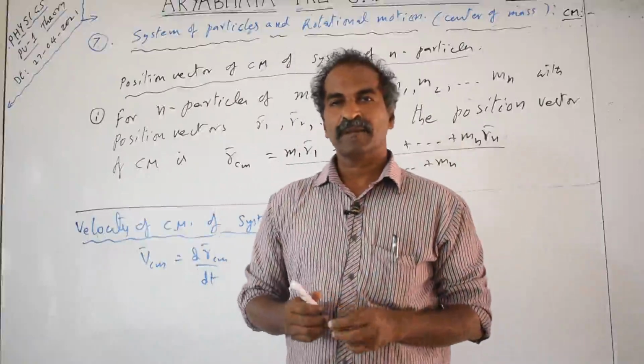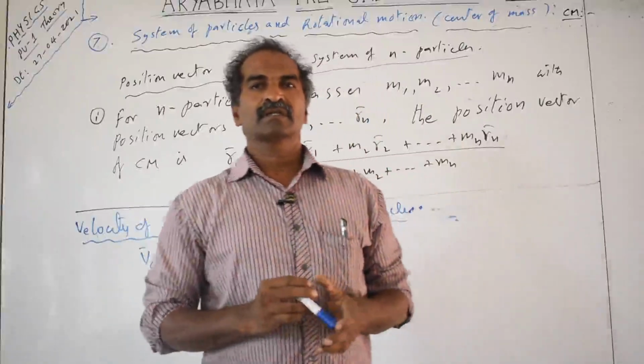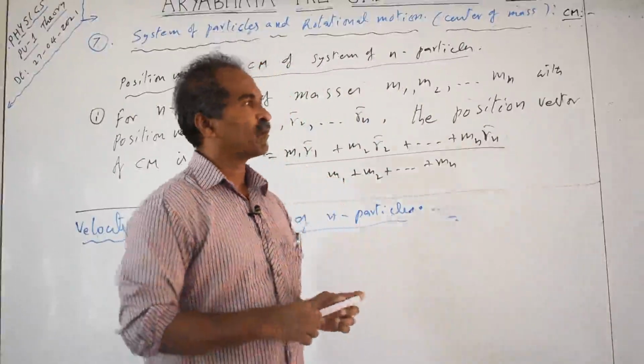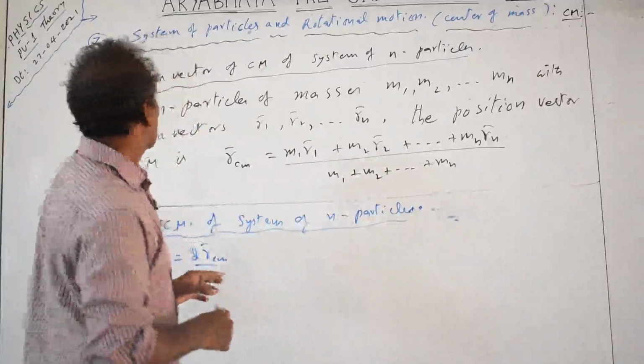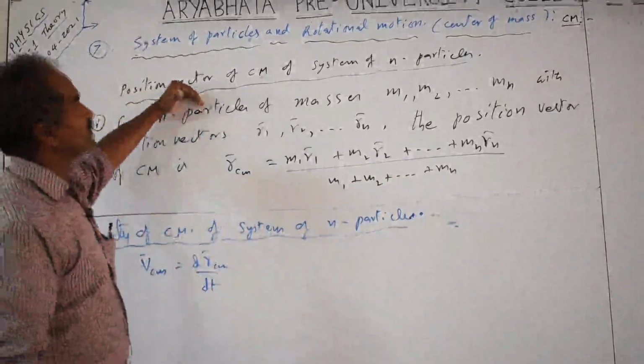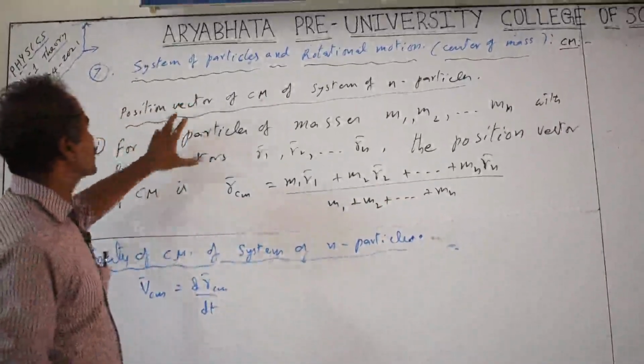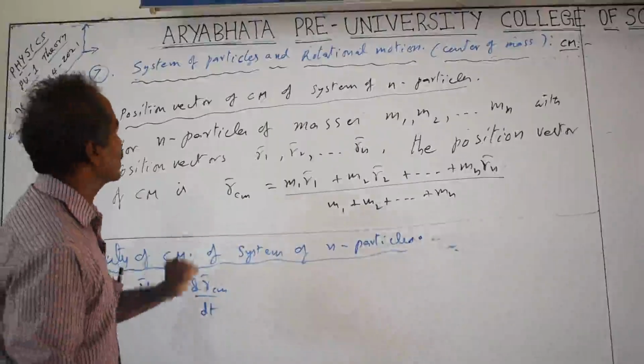Good morning, students. The continuation of the topic system of particles and rotational motion. In that we are discussing center of mass. Previously we already discussed the derivation of the coordinates of center of mass, that is for 3 marks. Next is the position vector of center of mass, which we also took in the previous class.